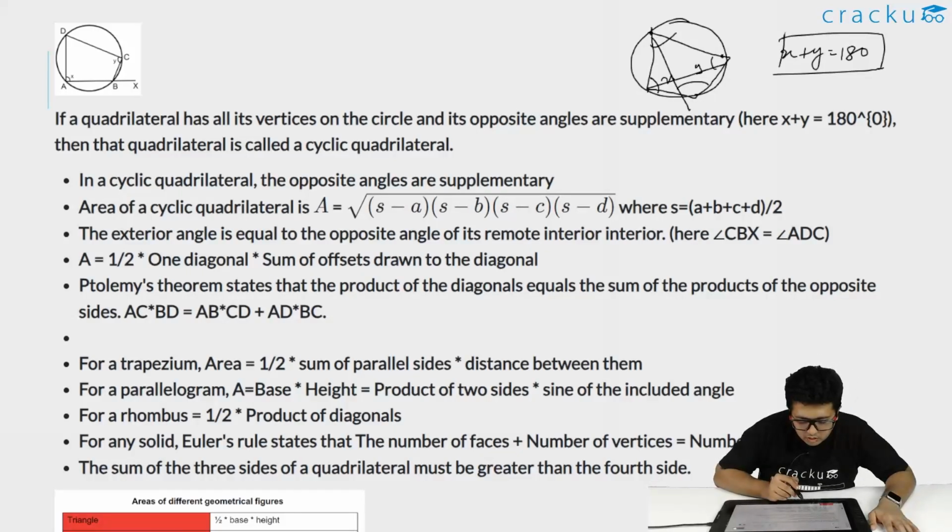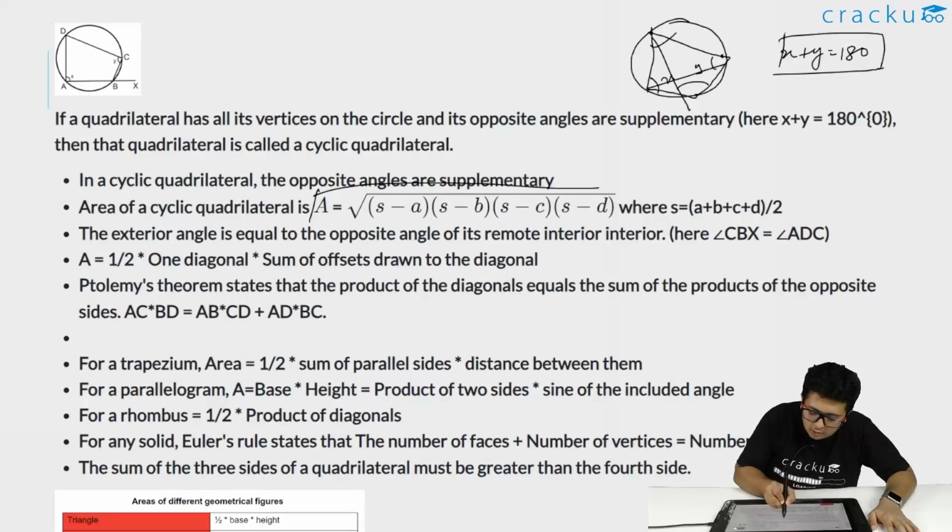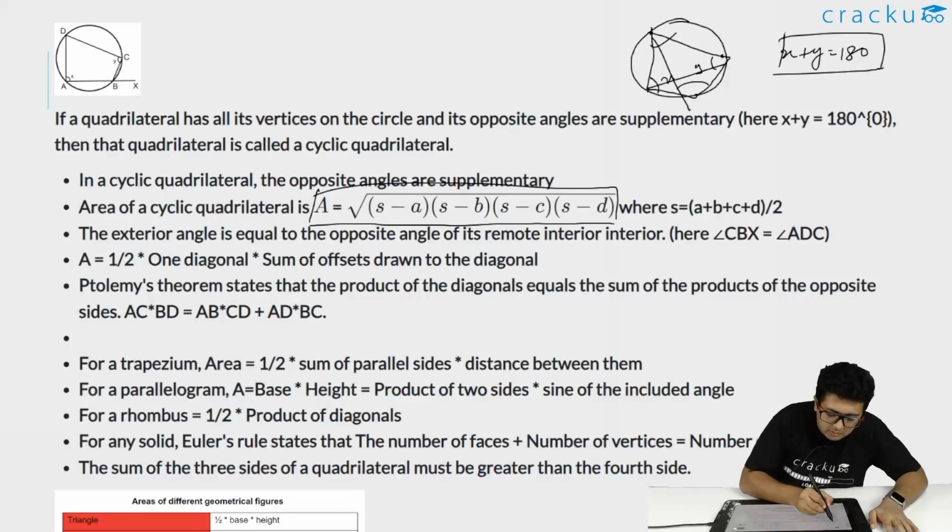So for the area of a cyclic quadrilateral, S is the semi-perimeter, which we have learned from Heron's formula for the area of a scalene triangle. So S is basically A plus B plus C plus D divided by 2. And this is the formula for the area of a cyclic quadrilateral: root of S minus A into S minus B into S minus C into S minus D. Now the exterior angle is equal to the opposite angle of its remote interior angle. So basically CBX is equal to ADC. So this angle is equal to this angle.